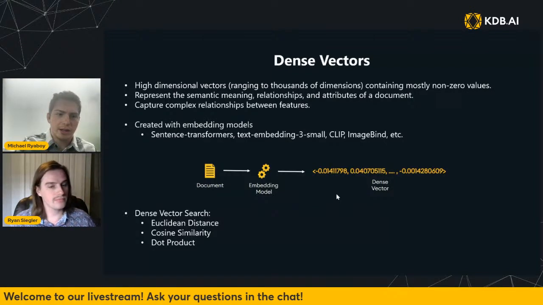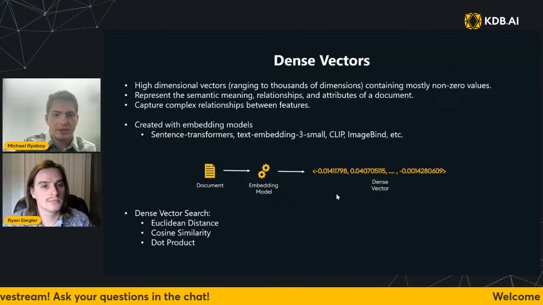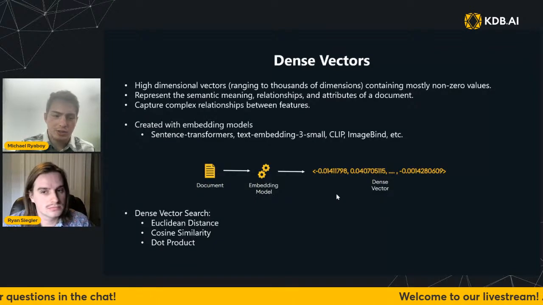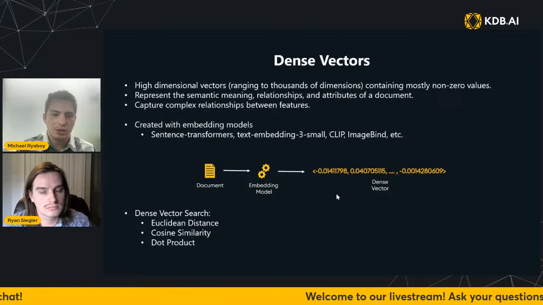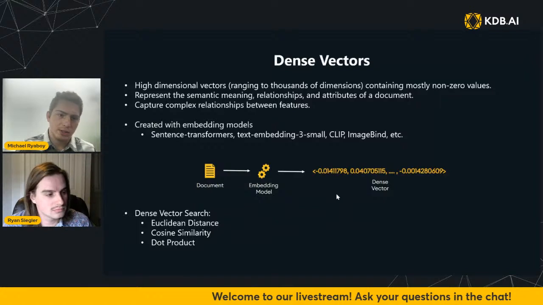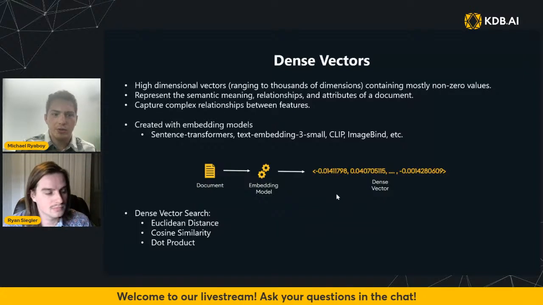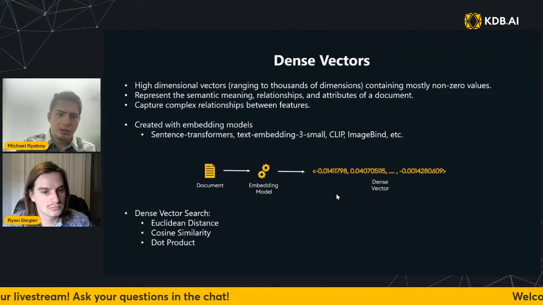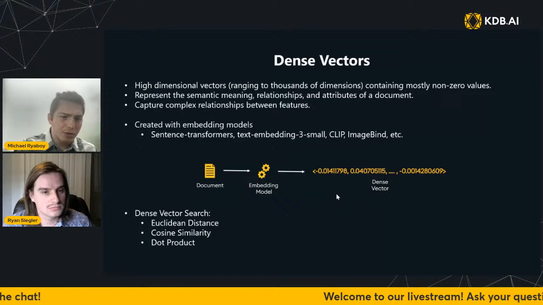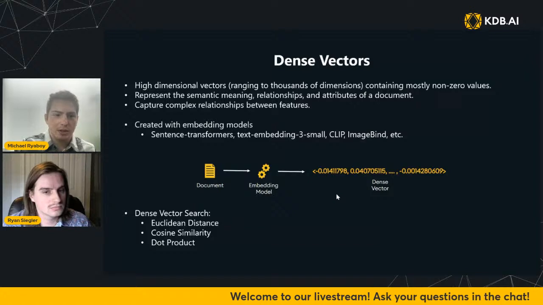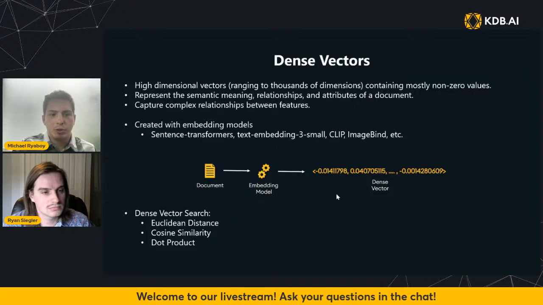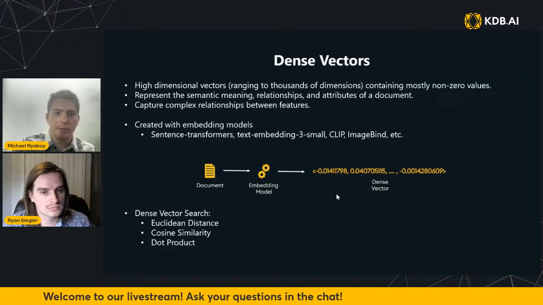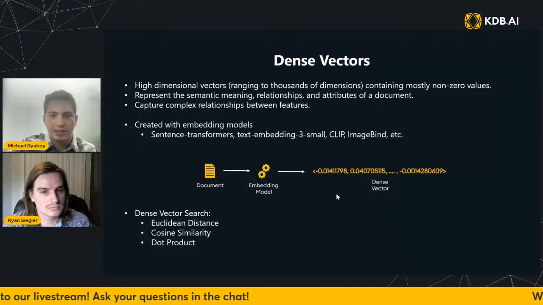And the solution to that is a dense vector. Dense vectors are high-dimensional vectors that could reach thousands of dimensions, but most of these values are non-zero. And even if they are zero values, they are stored in memory. Now, what this allows us to do is capture very rich semantic meaning and relationships in a document. And after that, we can also very clearly compare different documents and see whether they are related.